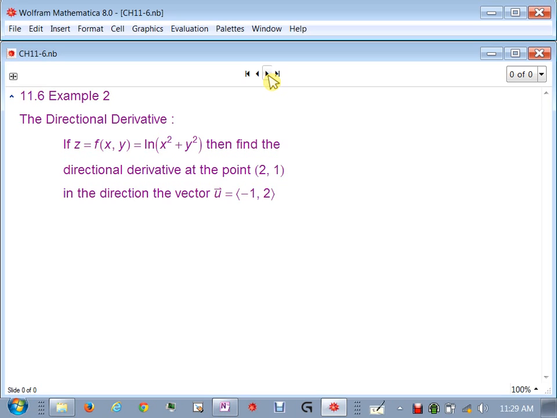All right, this problem, different surface, right? Natural log of x squared plus y squared. Then find the directional derivative at the point 2, 1 in the direction of the vector u. So what's the difference between this problem and the last one? I mean, obviously the function's different, but what's also different? I give you u, right? Instead of giving you an angle, I just tell you what u is.